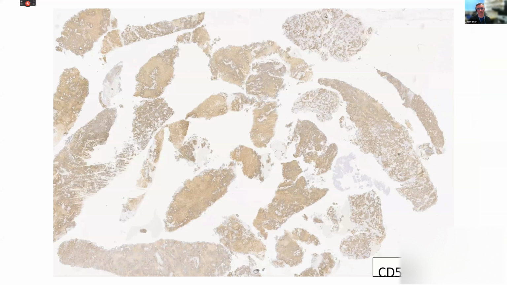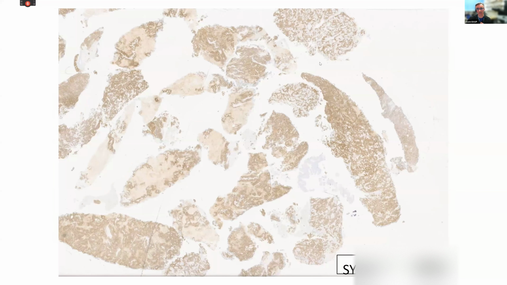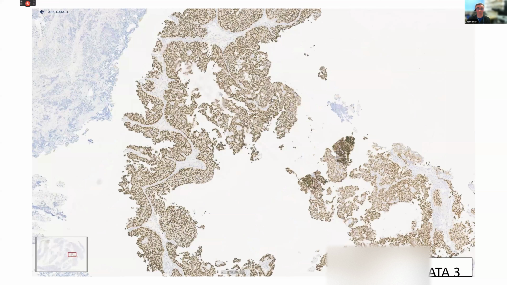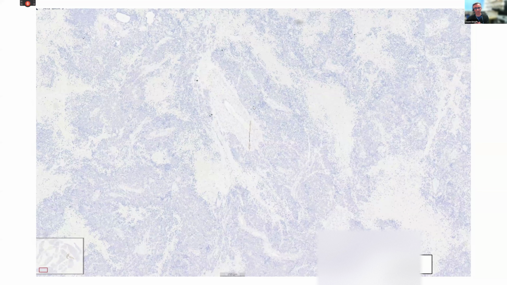So all the chips that we thought was neuroendocrine carcinoma did stain nicely for CD56. The papillary urothelial carcinoma was negative. And then for the synaptophysin, same result. And then GATA3 shows the opposite. So it picks out the urothelial carcinoma very nicely and is negative in the neuroendocrine carcinoma. High power shot showing the same thing. And again, almost complete negativity in the neuroendocrine carcinoma.